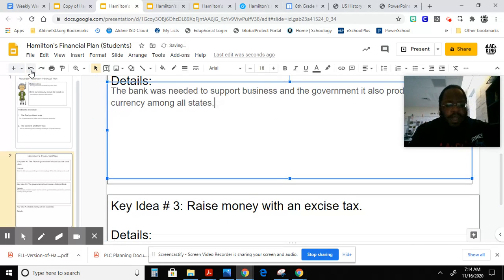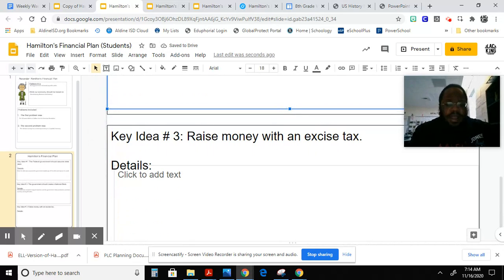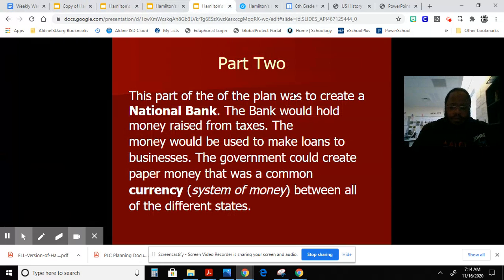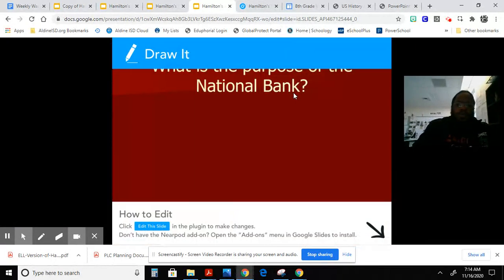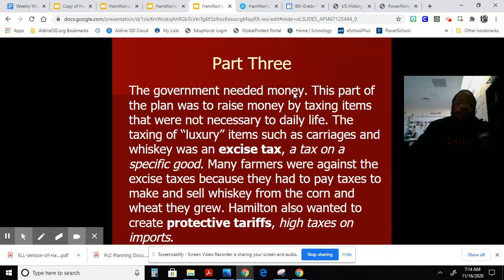So we look at our last key idea for today. It says raise money with an excise tax. So now we're looking for information about the excise tax in our reading. So the third part of his plan, the government needed money. This part of the plan was to raise money by taxing items that were not necessary to daily life. The taxing of luxury items such as carriages and whiskey was an excise tax, a tax on a specific good.